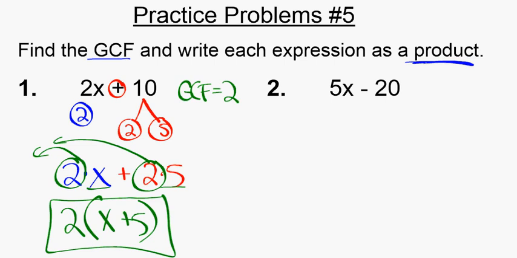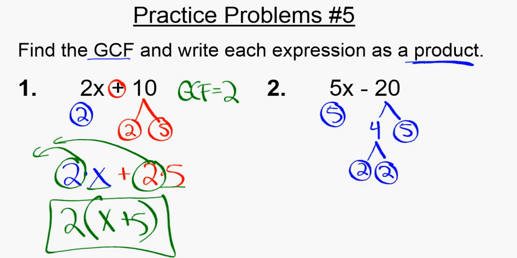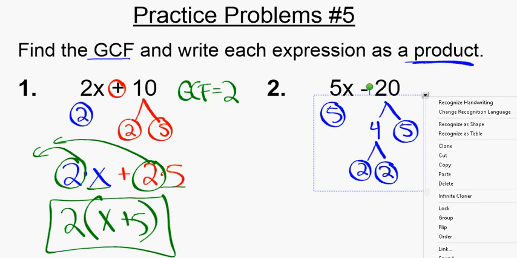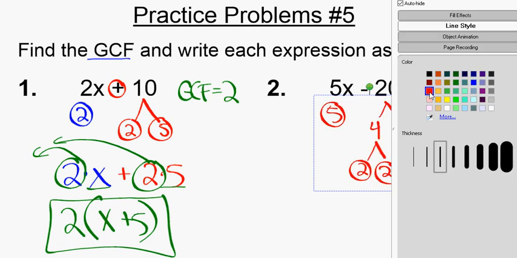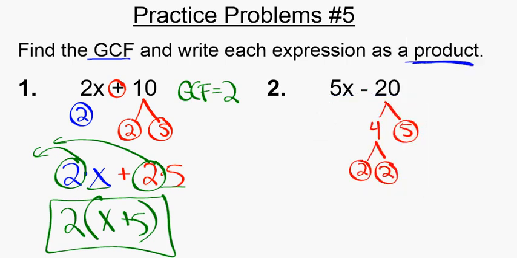Next, 5 is prime, so I'm not going to factor 5. 20 is not. 20 is the same as 4 times 5, where 5 is prime. 4 can be factored further into 2 times 2. All of it changed. Let's go back to 5. There we go. Now remember to change colors for you guys. So we have a 5 times x for our first term, and then we are subtracting 2 times 2 times 5. So what do these have in common?